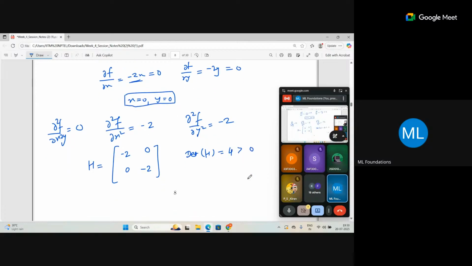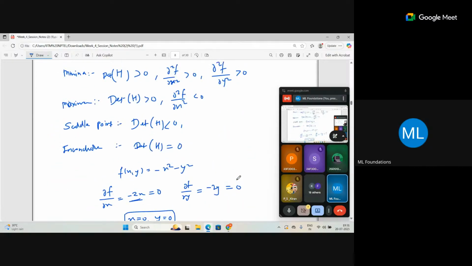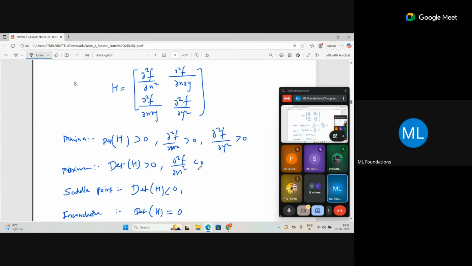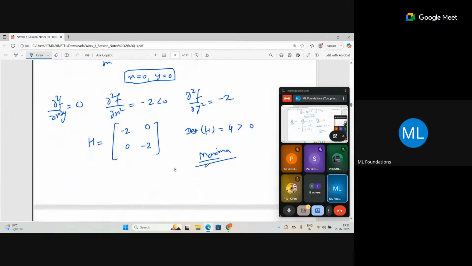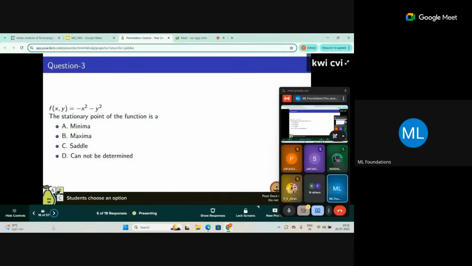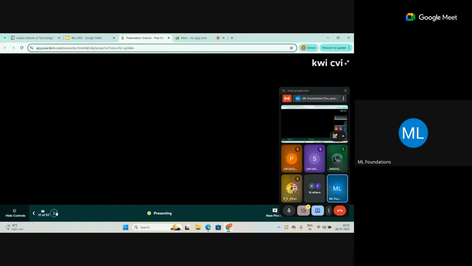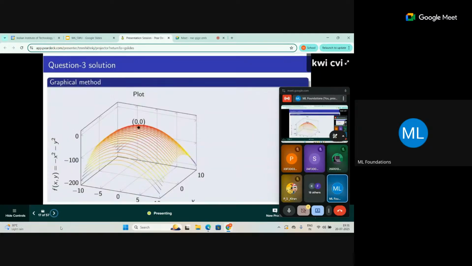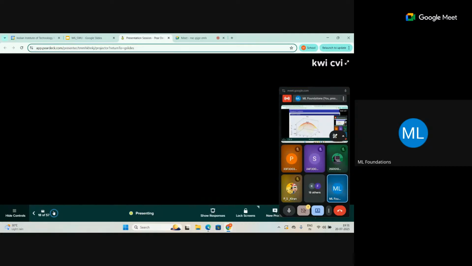That's fine. Now we have to look at del 2f by del x square, whether it is greater than 0 or less than 0. It is less than 0, and then I can conclude that it is having a maximum as per these conditions, right? Okay, I think that is fine. So it is having a maximum, and this graph will look like this. So definitely it is going to have a maximum.